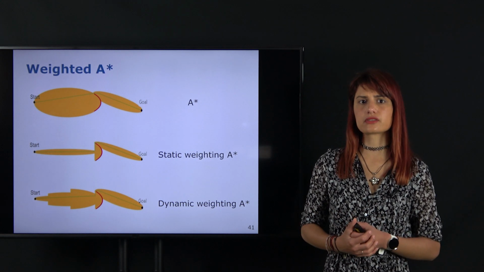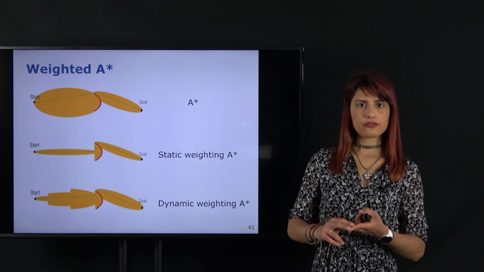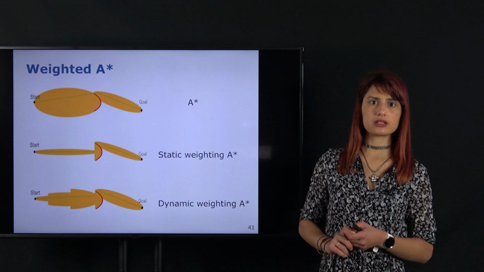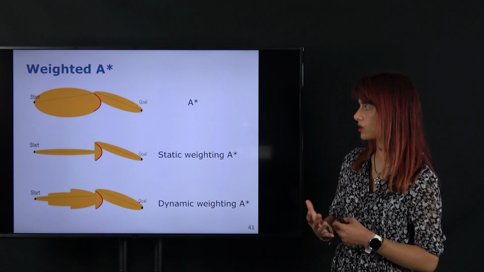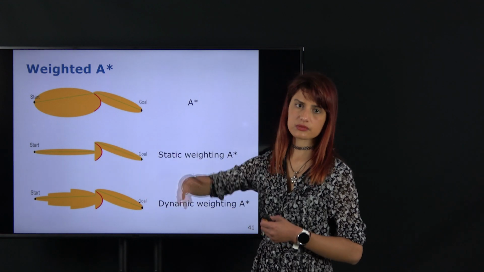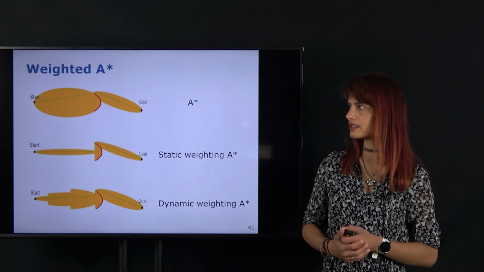So it really depends on how many resources we have, especially how fast we want our solution and how close we want our solution to be to the optimal. Because by weighting the heuristic more, we can get highly suboptimal solutions because our heuristic loses those nice properties of admissibility.